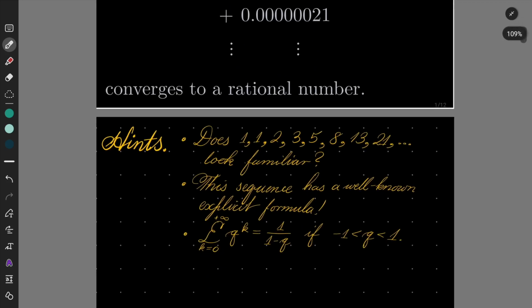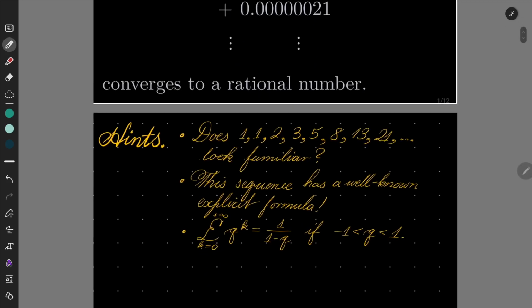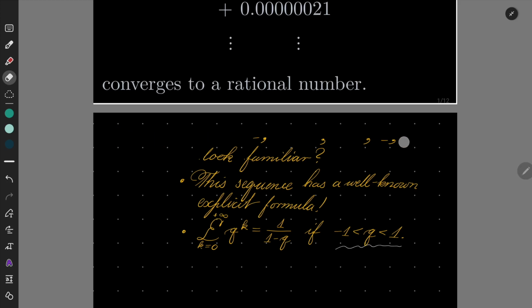And then the last fact to be used is that the series of q to the power of k equals 1 over 1 minus q if this quotient is between -1 and 1. It's a well-known formula for the sum of a geometric progression. So give it a try and see you in a moment.